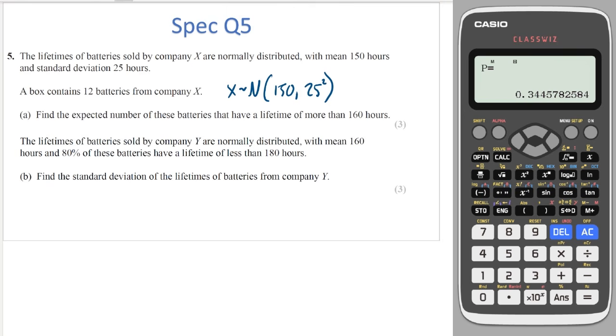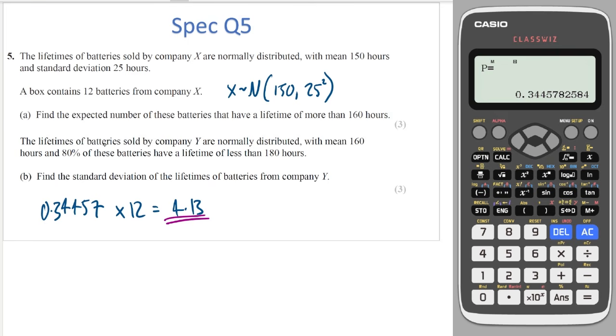And this gives us a probability of 0.3457, and it says a box contains 12 batteries, so we want to know how many we expect, so we times that number by 12 and we get an answer of 4.13. And yes, expectation can have decimals, even though in reality you're only going to get a whole number of batteries.